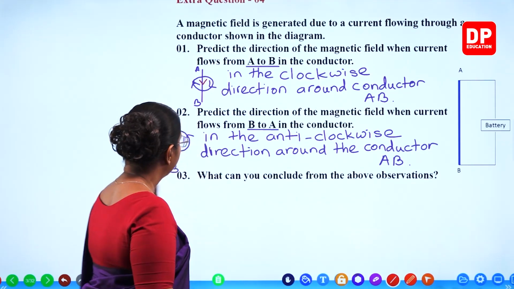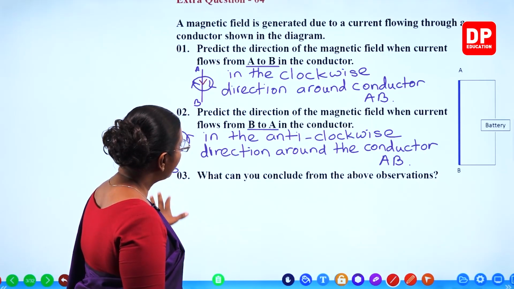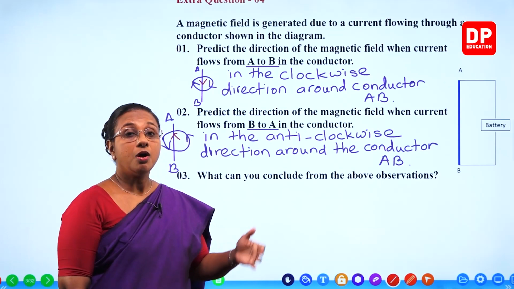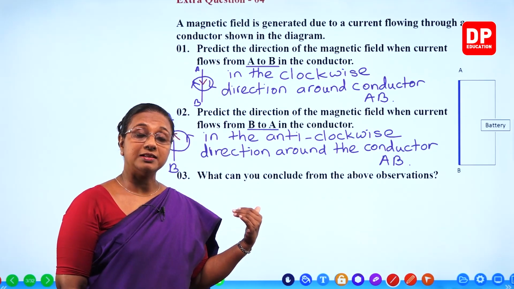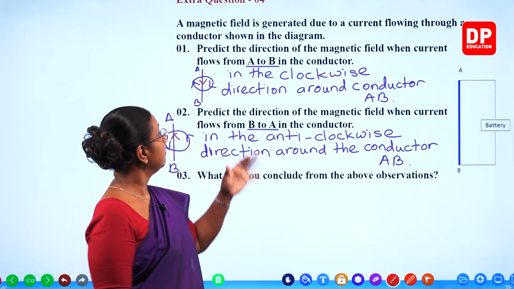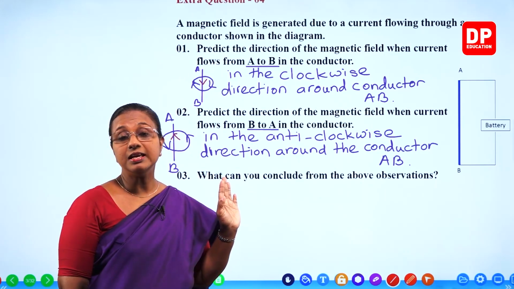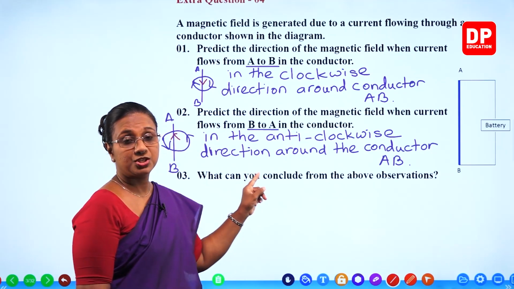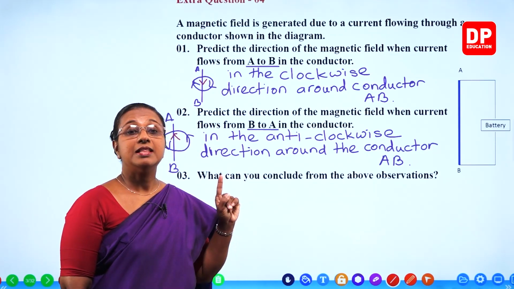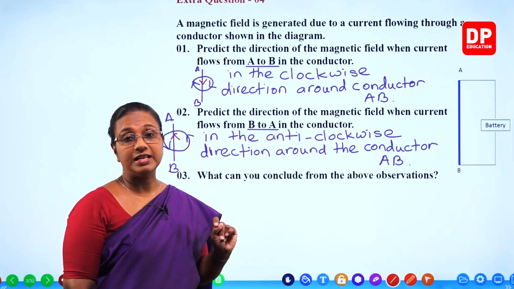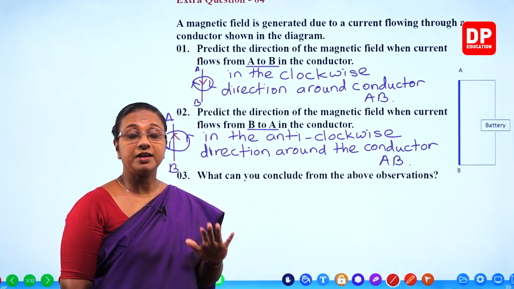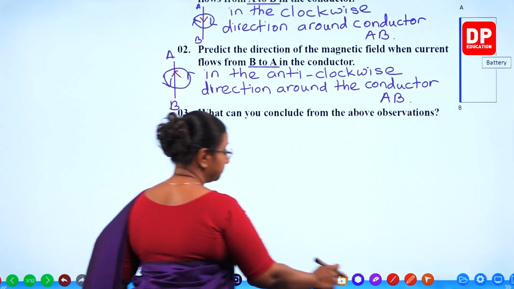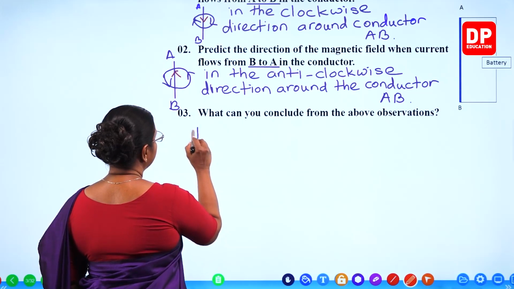rule. Then, the third part, what can you conclude from the above observations? Already we said that there is a magnetic field around the conductor when current flows through it. That is given in the introduction also. But from these two observations, you can understand that the direction of the magnetic field depends on the direction of the current flowing through the conductor. So, that is what we need to write here.